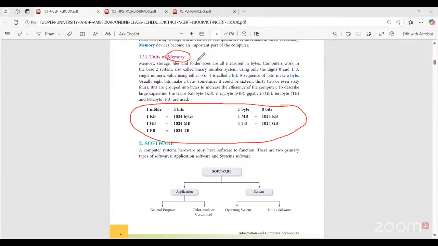So for what purpose are we measuring? How much data is occupied inside the memory. Whether there is still room to store more or not, we will measure based on these measurements. So that is one. Next, coming to software.